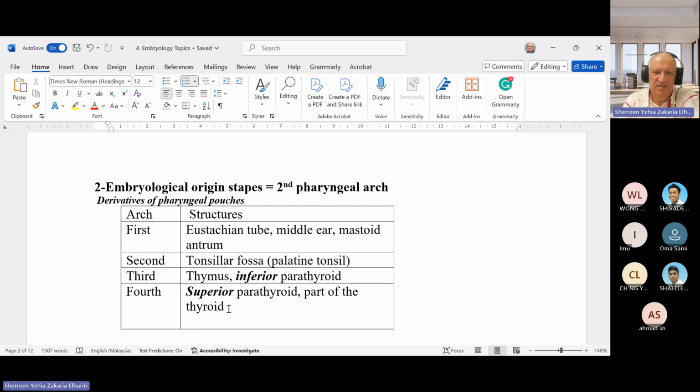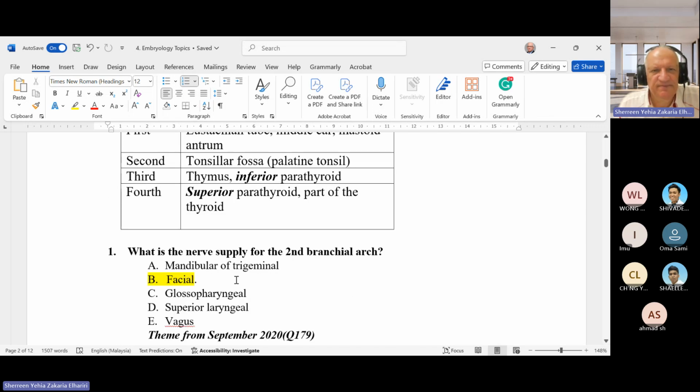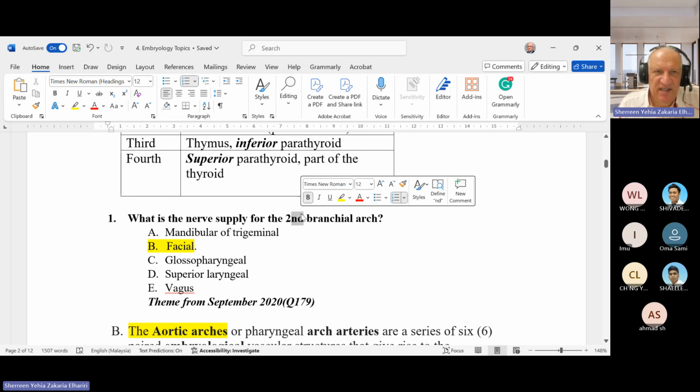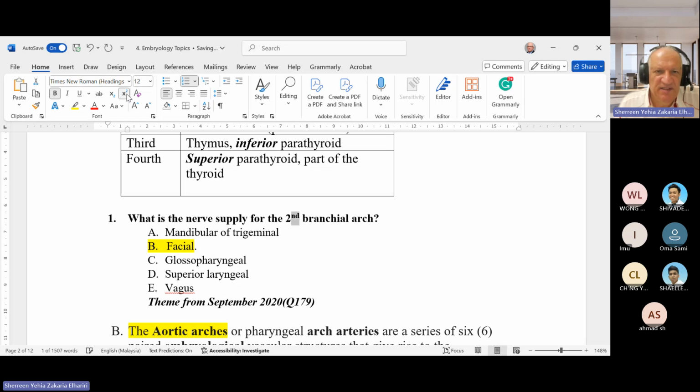So the lower one is from the third, and the upper one is from the fourth. So the third is down and the fourth is up. It is important to know in anomalies or embryological maldevelopment that if you don't have a thymus, possibly you don't have an inferior parathyroid. A question like this from a previous exam: what is the nervous supply of the second branchial arch? The answer automatically will be the facial nerve.